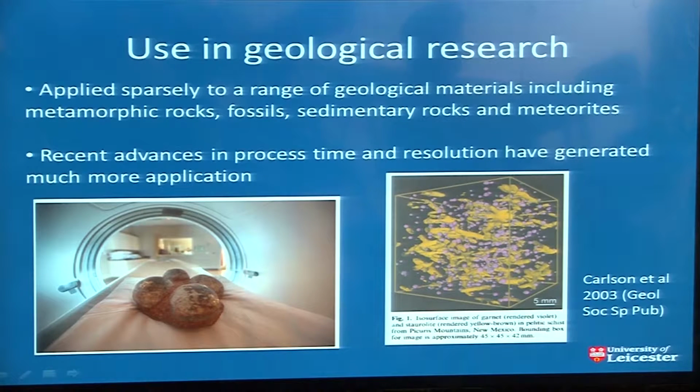Well, as I say, over the past 10 years or so, it's been used relatively sparsely on a range of geological materials. Metamorphic rocks, this is an example. Down here we've isolated the pink garnets and orangey yellow staurolite. Looked at fossils. So this is actually a medical CT scanner, and those are some dinosaur eggs in there. Sedimentary rocks, meteorites. But as I mentioned earlier, those recent advances in the process time and resolution means that we've got much more application for these now.